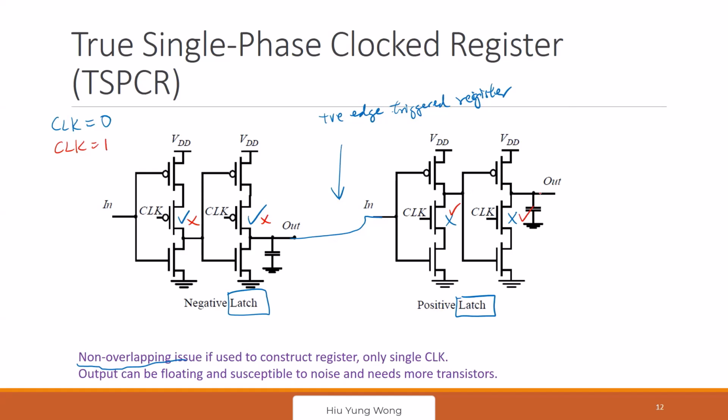Can someone tell me why there's no overlapping issue? By the way. Clock is the same for all of them. Well, very good. There's no clock bar. Then where's the overlap? You only have a single clock, right? So no overlapping issue, right? So you can see that when it is 0, this turns on, then it passes to here. When it's 1, this turns on, and passes to here.